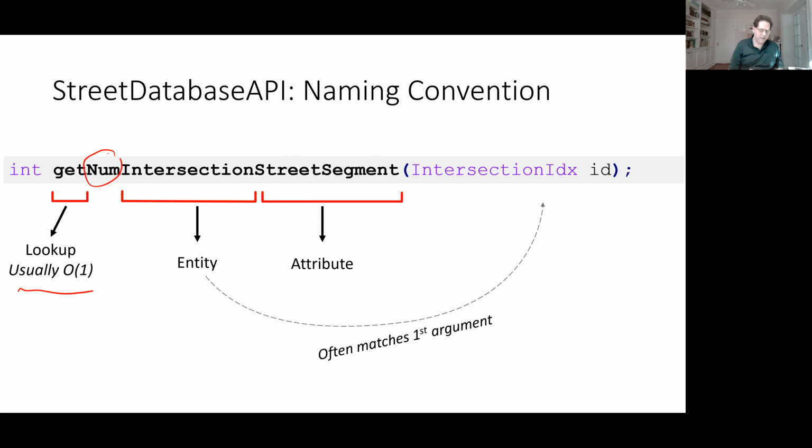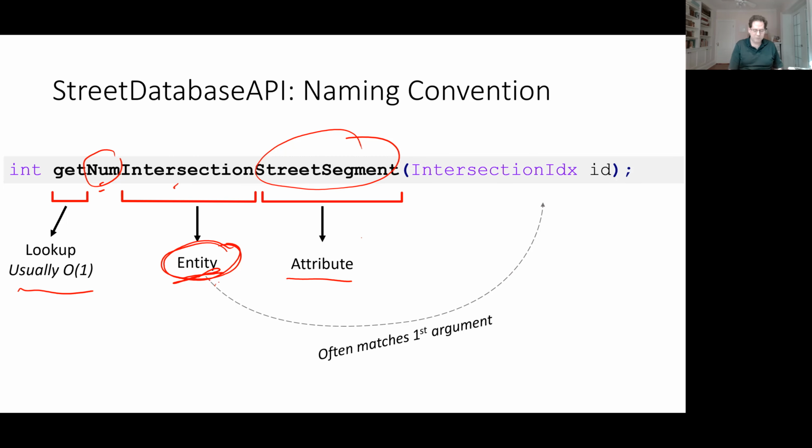Num, okay, so that's just saying it's a number. And basically say intersections. So what am I asking for? I'm asking for the number of intersections. Well, I'm asking for a number, and I'm asking for it about intersections. So I want to know a number and it's related to intersections. Which number? I want to know the number of street segments. So I'm querying the intersections. Tell me how many street segments you have.